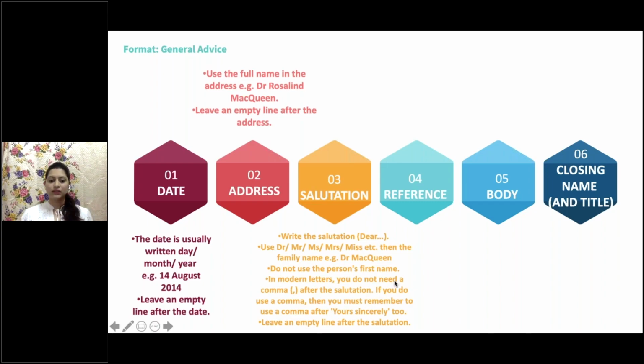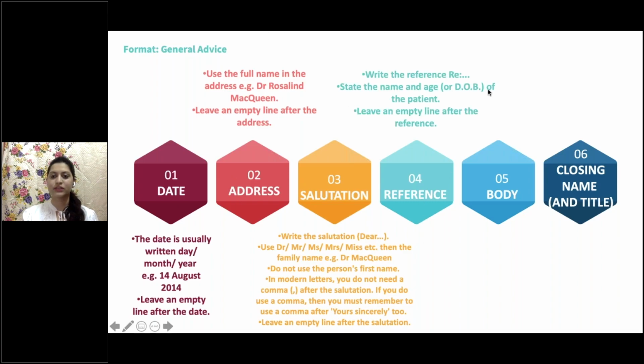Recently you don't need a comma after the salutation, but please bear in mind that if you don't use a comma in the salutation, don't use a comma in your closing as well. Keep it uniform. Or if you use a comma in the salutation, don't forget to use a comma in the closing, and vice versa. Leave an empty line again after the salutation. After each of these, you leave a line.